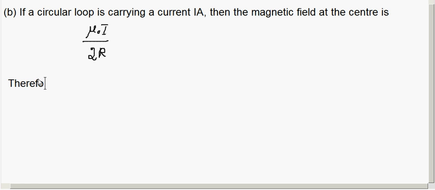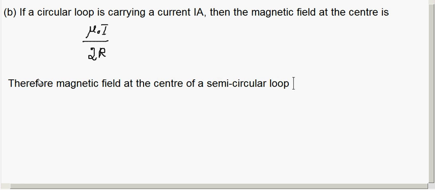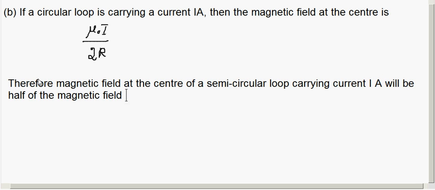Therefore the magnetic field at the center of a semicircular loop carrying current I ampere will be half of the magnetic field provided by the circular loop.